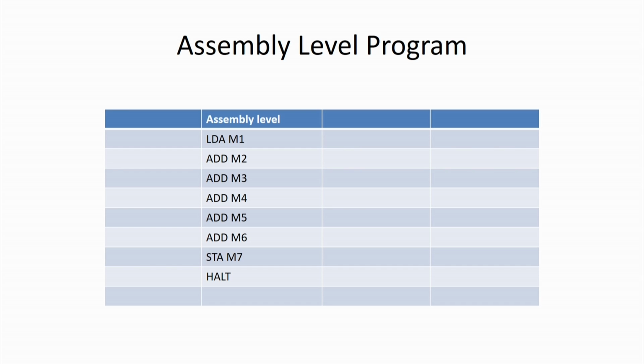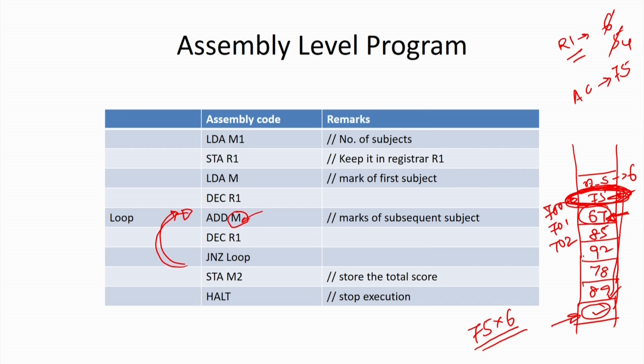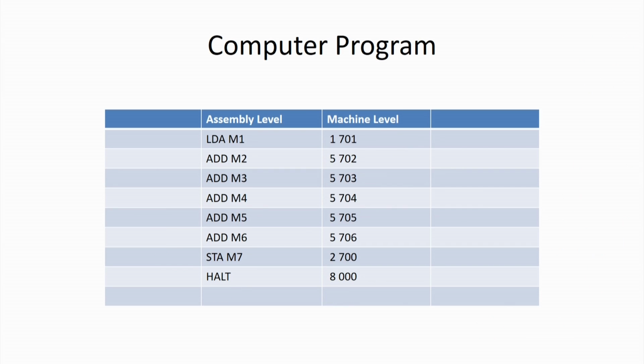So, for 6 numbers it is fine, but if I say that I am going to add 1000 numbers, then we cannot write 1000 instructions. Somewhere we have to use a loop. So, for that we need instructions for manipulating addresses also. Now, these numbers we are storing in memory locations 701, 702 like that. So, at the assembly level we are writing it, then at the machine level we are going to have this particular effect.